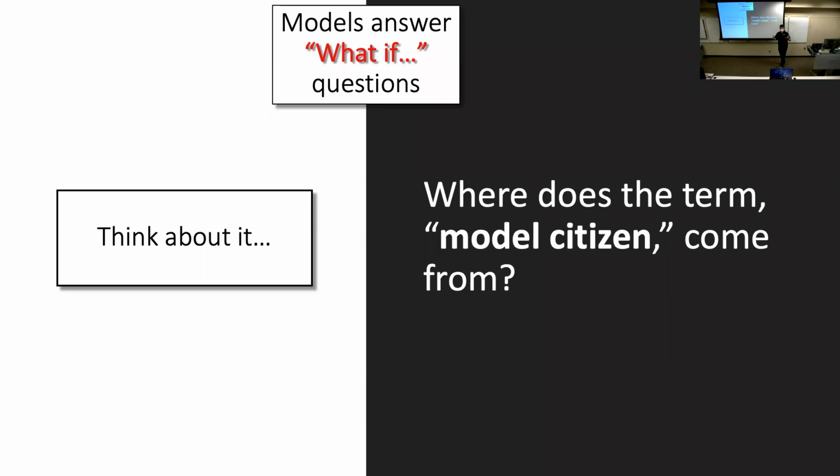What makes these definitions answering a what if question? I guess, why would we associate those definitions with the term model citizen? What's being modeled?